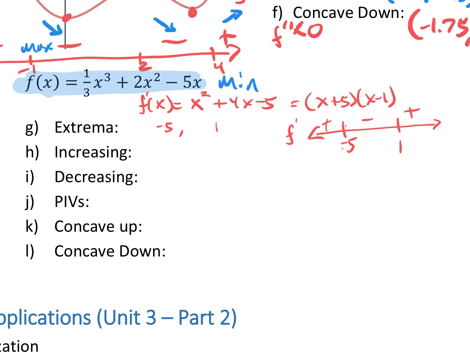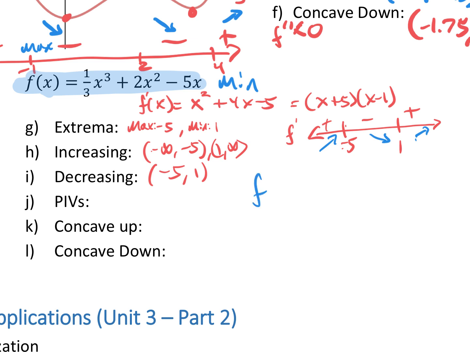Okay, so we are increasing, decreasing, increasing. Okay, and so negative 5 is a max, and 1 is a minimum. It's increasing from negative infinity to negative 5, and from 1 to infinity. It's decreasing from negative 5 to 1. What about inflection values? Well, that's second derivative, so let's go second derivative.